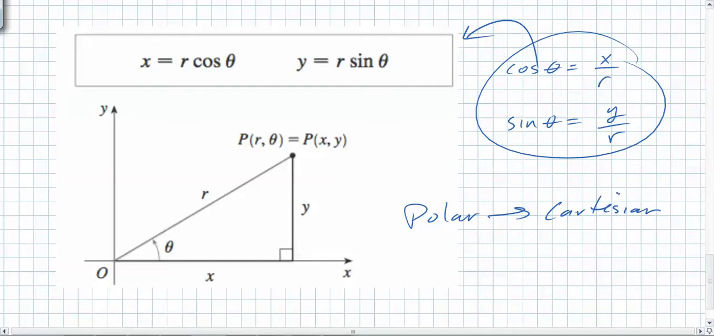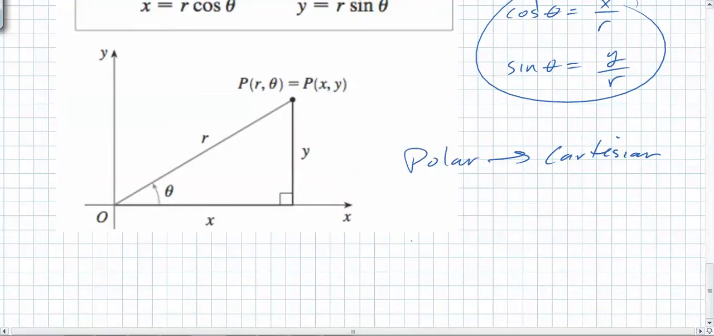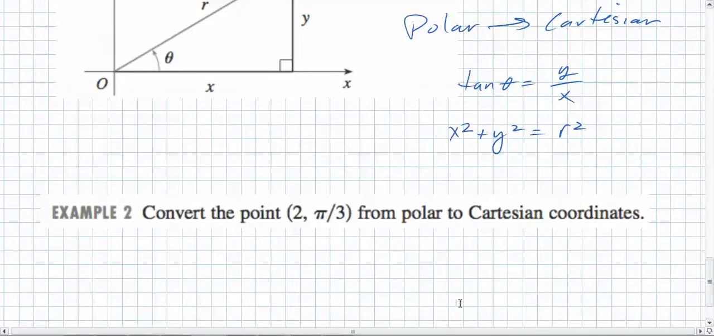Do you guys see any other relationships in there? You have a right triangle. So what other relationship can you pull out of there? So you could say tangent theta is equal to y over x. What's another one? Exactly. X squared plus y squared is equal to r squared. So what does that allow you to do? Well, it allows you to do a whole bunch of converting between Cartesian and polar and going from polar to Cartesian.